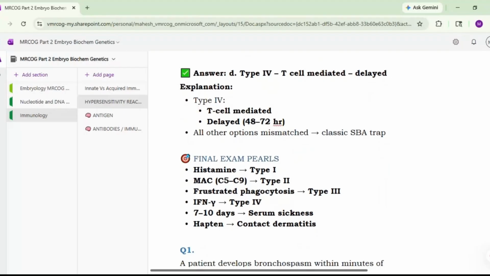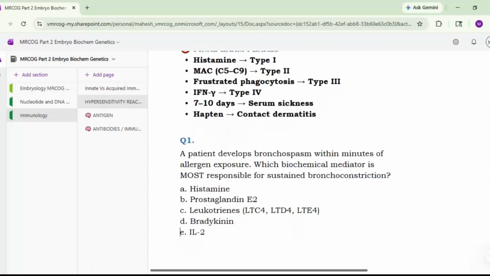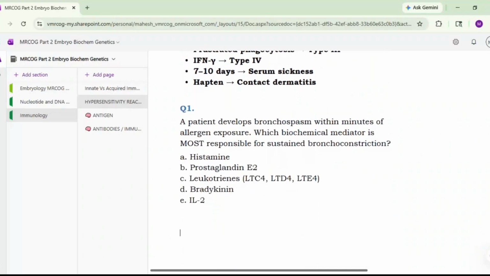From the examination point of view, remember that histamine is seen in type 1 hypersensitivity reaction. Then MAC, that is C5 to C9, is type 2 hypersensitivity, causing cell destruction. Then frustrated phagocytosis in type 3. Interferon gamma is in type 4. 7 to 10 days is seen in serum sickness. Hapten is seen in contact dermatitis. There are still a few more questions. Doctor, you can read it.